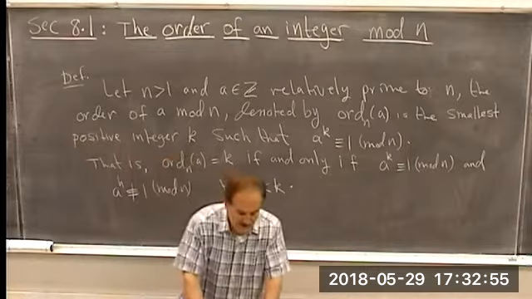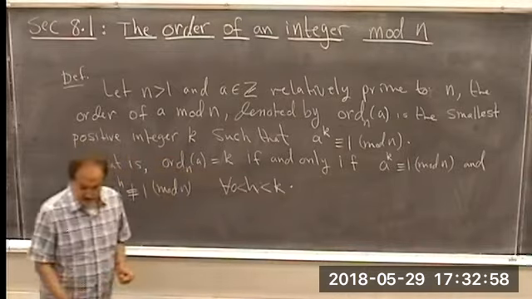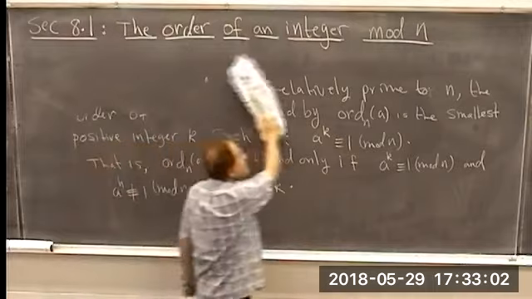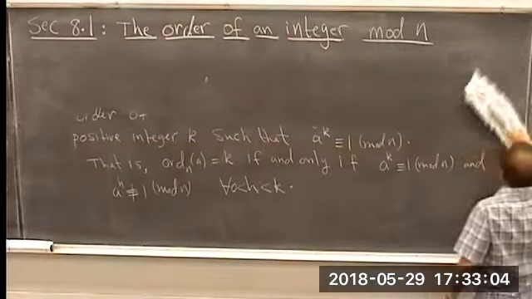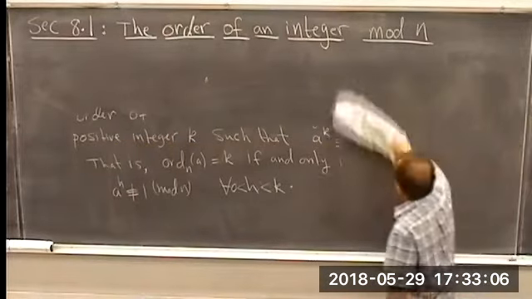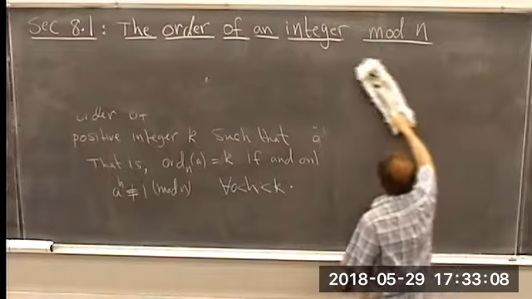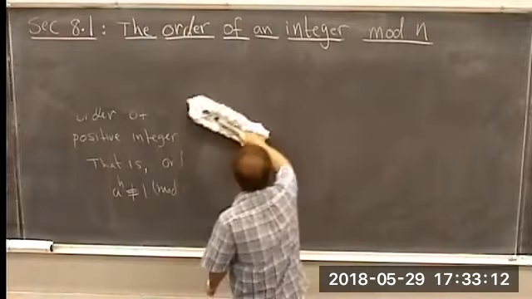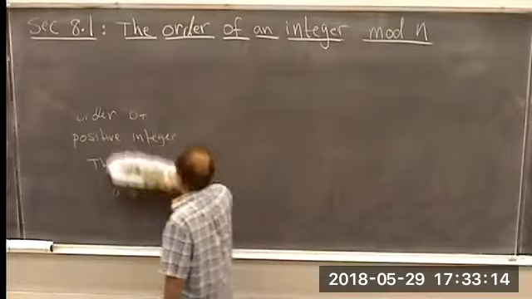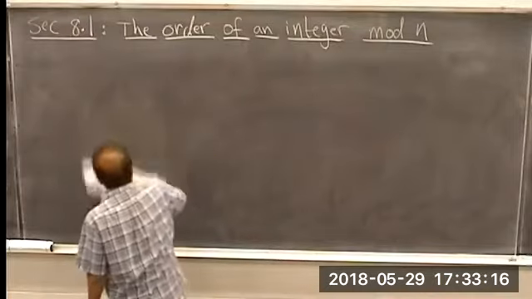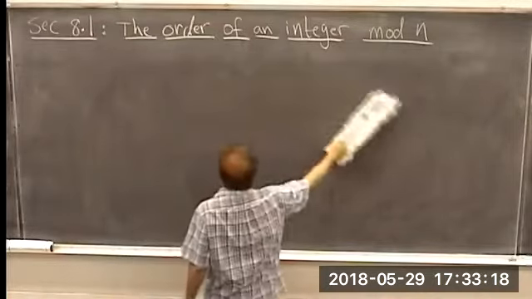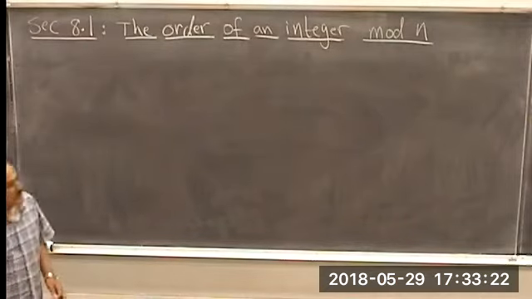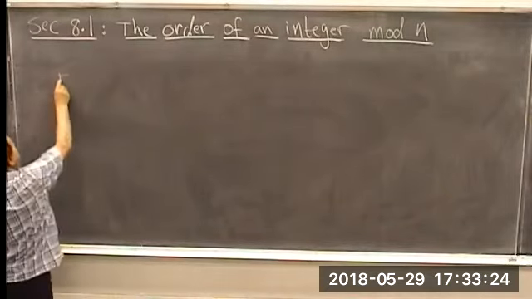All right, let's look at some examples. In other words, the order of an integer depends on both a and n. For a fixed n, different numbers are going to have different orders. Okay? So here are some examples.